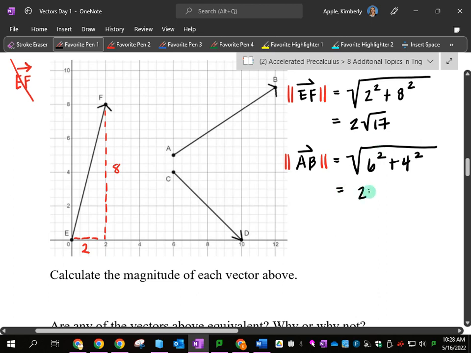Which would be 2 root 13. And then CD is a little bit different because it's not going in a positive direction. So this one would be, if we constructed this triangle, you'd end up with a vertical change of -4 and a horizontal change of +4.